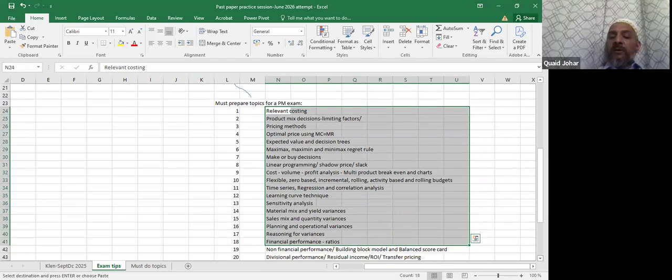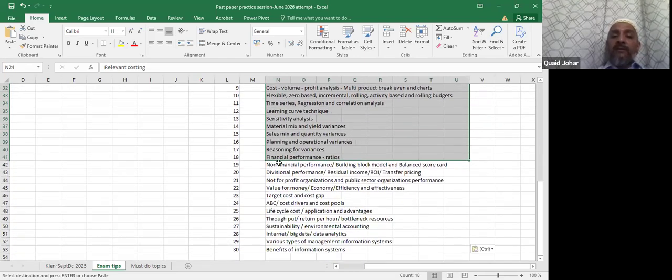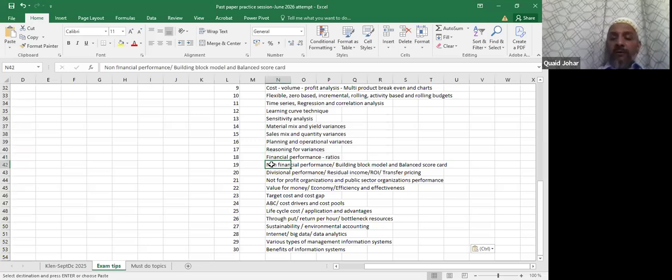This is covered in performance measurement. Then along with the financial performance, you should cover non-financial performance as well. Special emphasis on building block model and balanced scorecard. Balanced scorecard is also a very frequently asked question. Then divisional performance and residual income, return on investment, investment transfer pricing is very important. Investment centers ज्यादा पूछा जाता है डिविजन परफॉर्मेंस में, राइट.